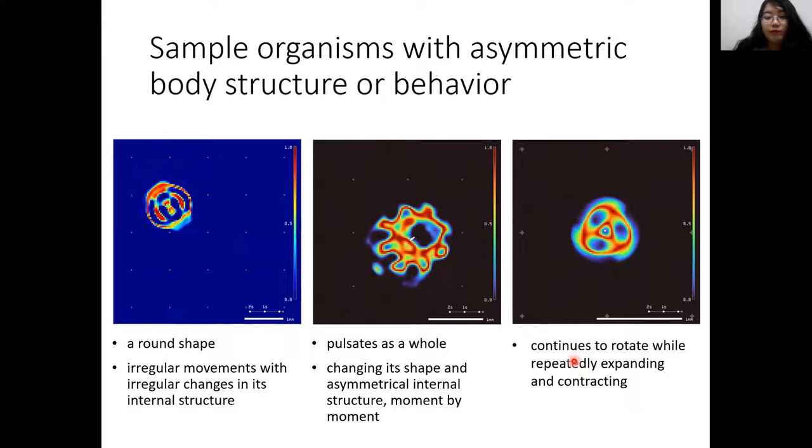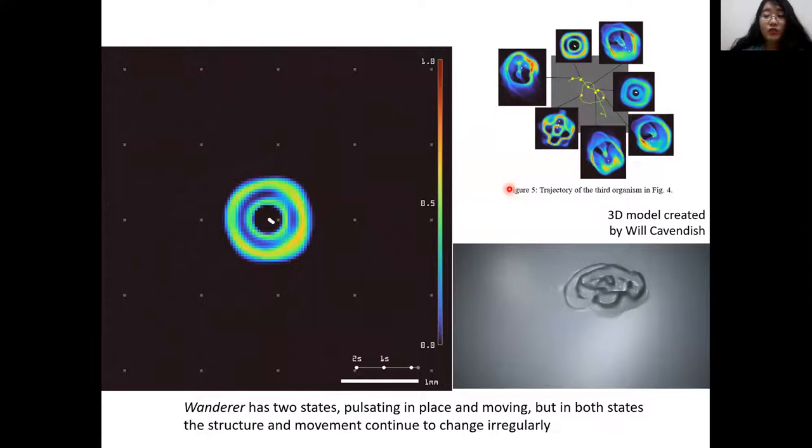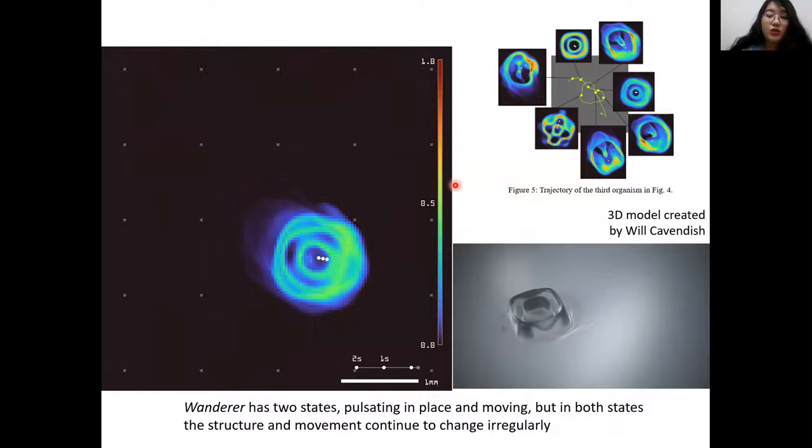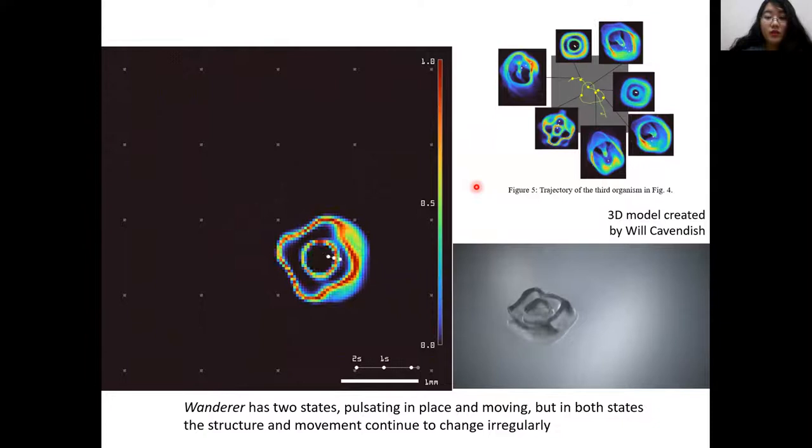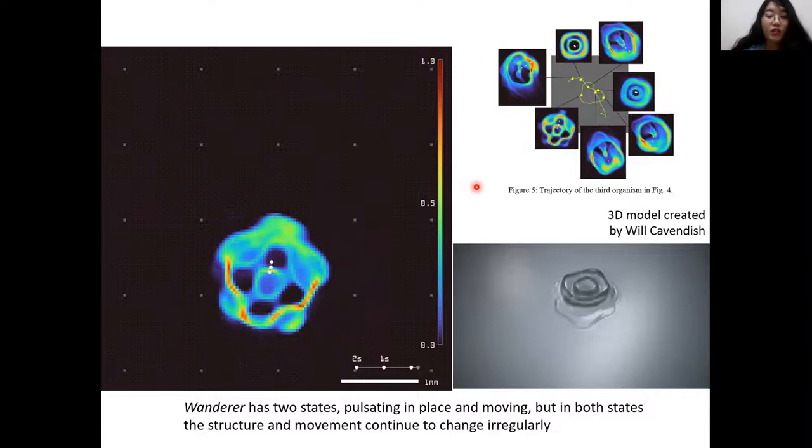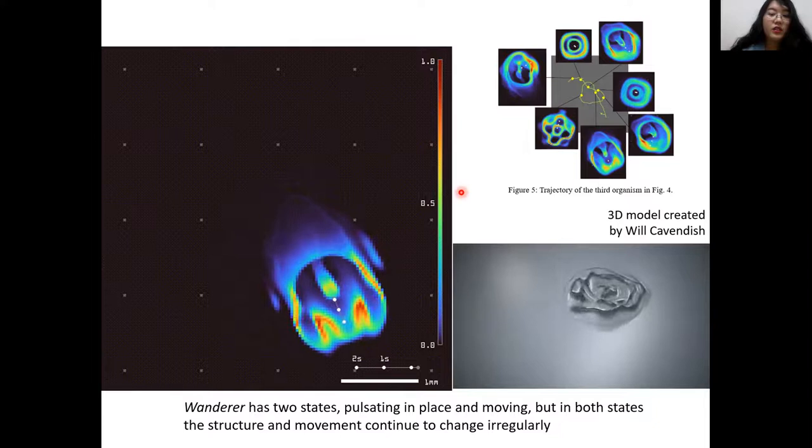This organism, which is classified into Wando, is the most interesting to me. This has two states, stationary in place and moving. But in both states, the structure and the movement continue to change irregularly. The white dots represent the velocity vector of the center of mass.